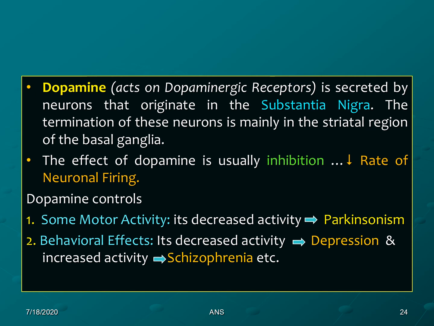Dopamine also controls the behavioral effects. So its decreased activity may produce depression, and increased activity will produce schizophrenia. So accordingly, in Parkinson's, we will treat the deficiency of dopamine. In depression, if there is deficiency of dopamine, we will give dopamine. In schizophrenia, there is increased activity, we have to depress the dopamine activity, opposite. Okay, remember this difference.